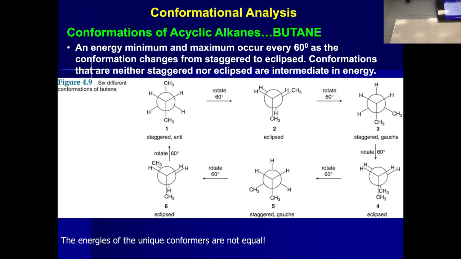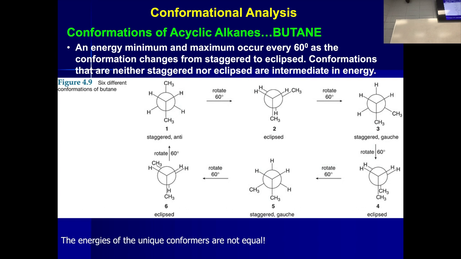Now if I rotate another 60 degrees, what happens? I have another eclipsed, but now the eclipsing is occurring from these two big groups. What do you think the energy is going to do there? It's going to go way high. It's going to be very unstable. And now we rotate another 60 degrees. That's another gauche. We rotate another 60 degrees. That's another eclipsed, right? And then we rotate another 60 degrees and we're back to our starting point.